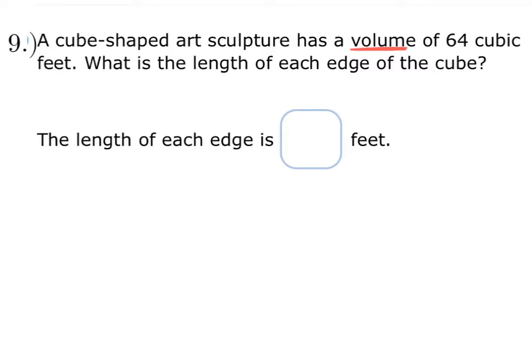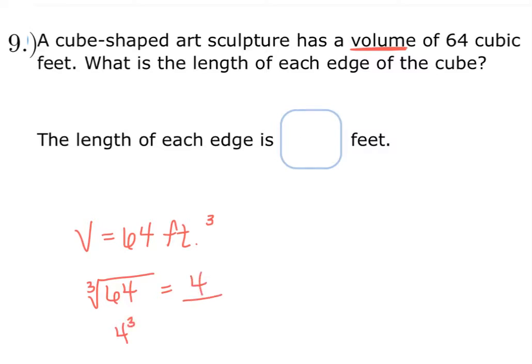So would you please write on your paper, V equals 64. Now, to represent cubic feet in symbols and abbreviations, I'm going to put FT for feet, and then cube is the little 3. So what I am looking for is the cube root of 64. 64 is a perfect cube that came from 4 cubed, meaning my answer is 4. So the length of each edge is 4 feet.